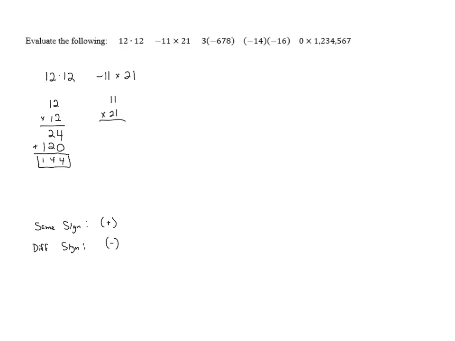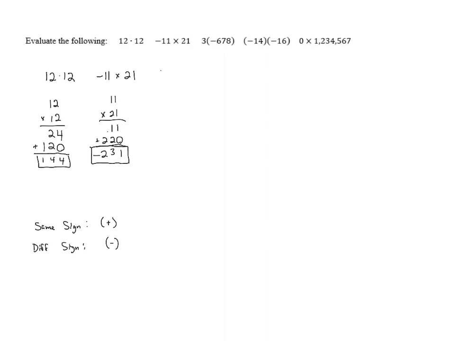Let's do the multiplication. 1 times 1 is 1. Again, 1 times this one is also 1. We need to put in a 0 as a placeholder for when we multiply the 2. 2 times 1 is 2. And then 2 times 1 again is another 2. And when we add these, we get a 1 and a 3 and a 2. So 231. But we have to remember our answer is negative because when they have different signs, the answer is negative. So our final answer here is going to be negative 231.